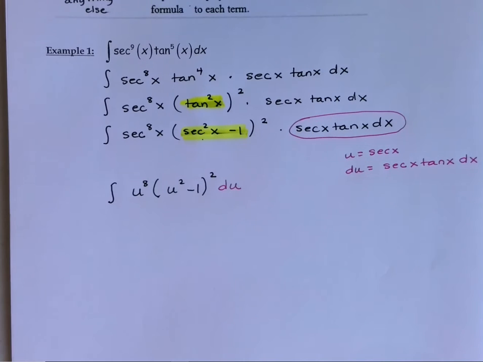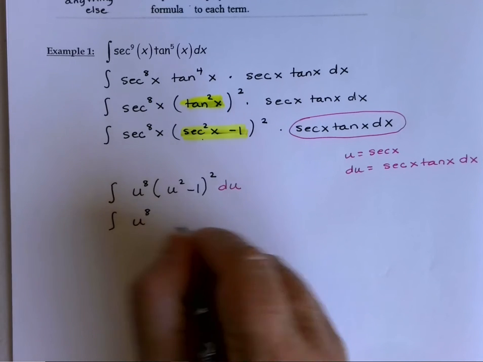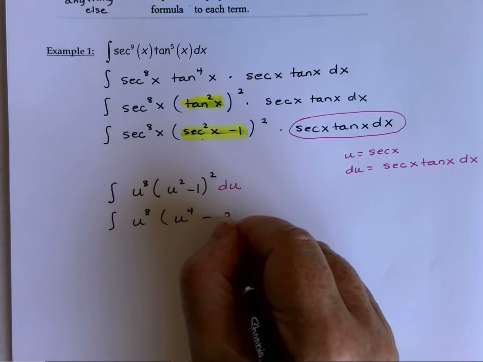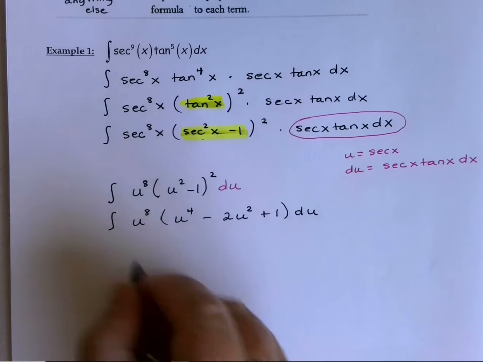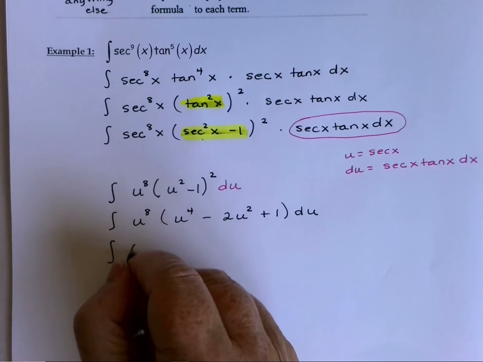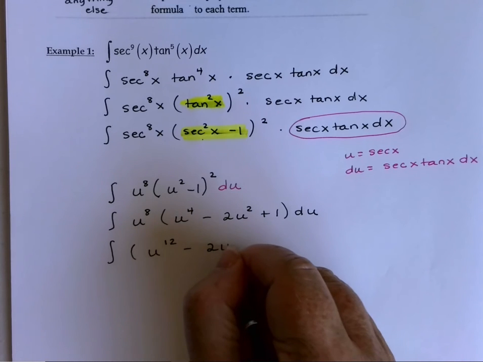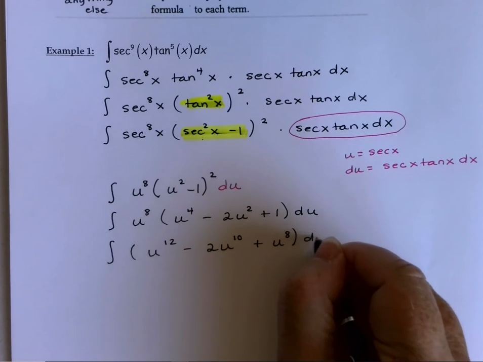Just like before, I'm going to have to get that multiplied out before I can integrate it. So let me leave u to the 8th for now. I better square that out first. u to the 4th minus 2u squared plus 1. And then distributing would give me u to the 12th minus 2u to the 10th plus u to the 8th.